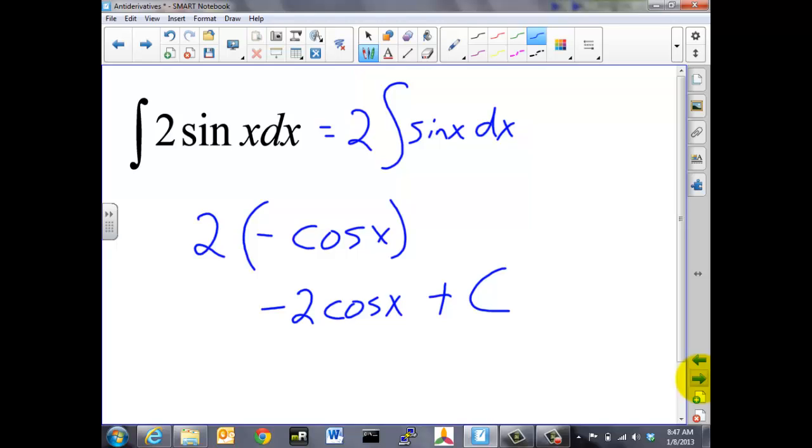And the nice thing is, you know how to find derivatives. So take the derivative of this. What's the derivative of cosine? Negative sine. Negative sine times negative 2 makes it a positive 2 sine x. That's what we started with. Boom, we got it right. So you can at least check to see if you got it right there.